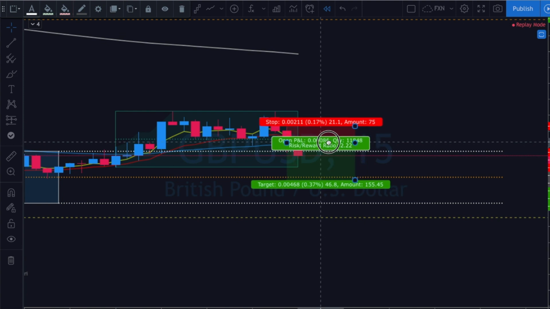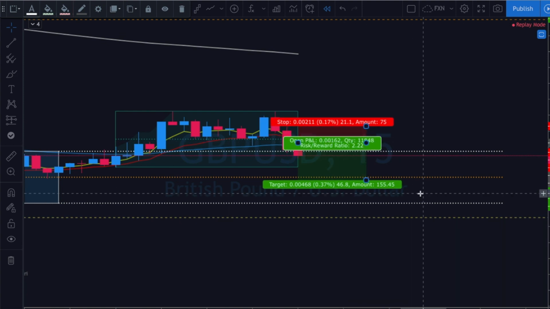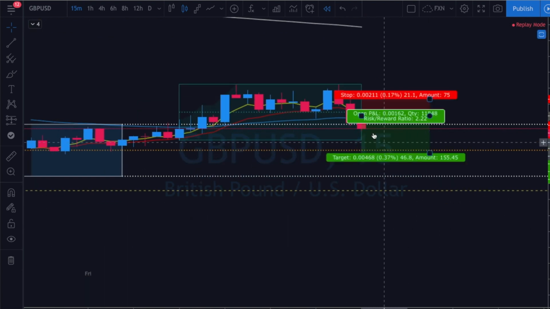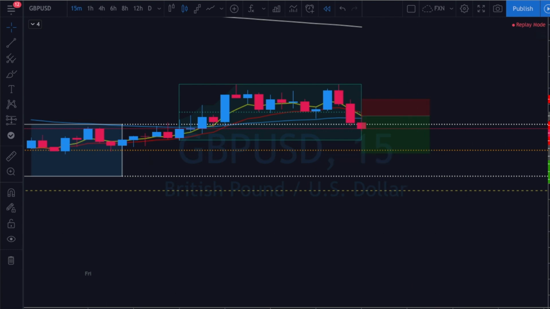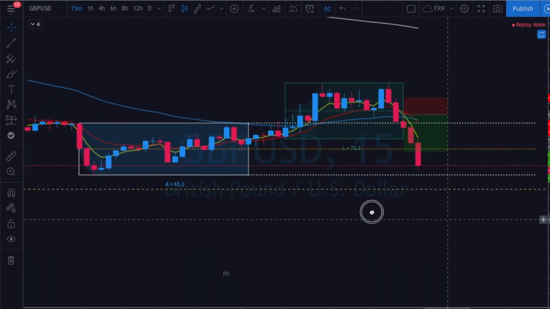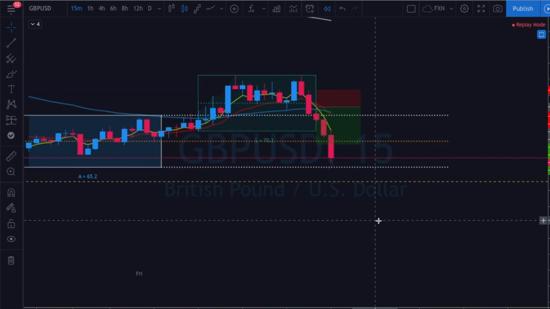So that would have been your entry right there on that pullback. So now it's all about, can you just get literally to the middle of the range? That'll be 46 pips and a 2 to 1 risk to reward ratio. Boom. There you go. That's it. You're done trading for the week. Good night. Go to bed, right?